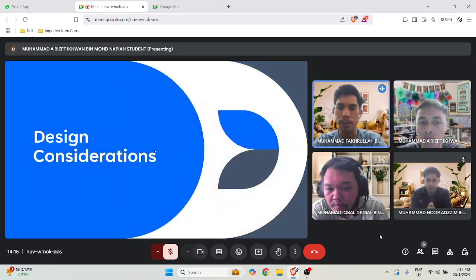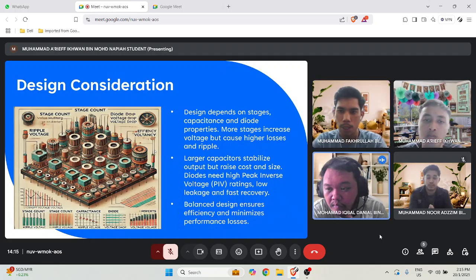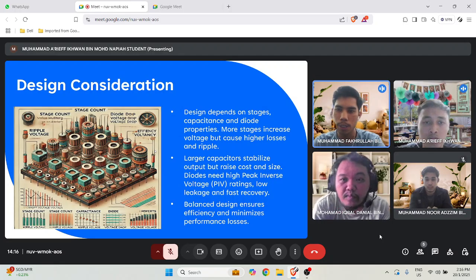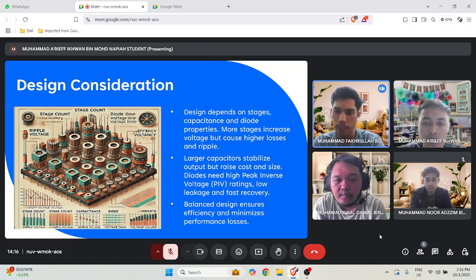This is the design consideration. Design depends on stages, capacitance, and diode properties. More stages increase voltage but cause higher losses and ripple. Larger capacitance stabilizes output but raises cost and size. Diodes need high peak inverse voltage (PIV) ratings, low leakage, and fast recovery. A balanced design ensures efficiency and minimizes performance losses.